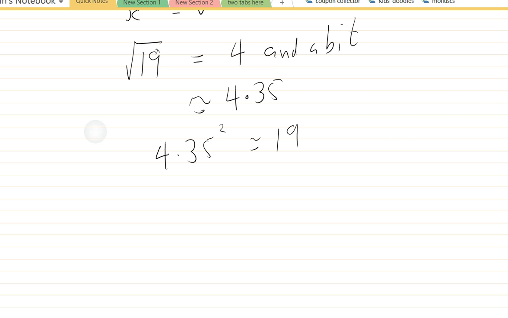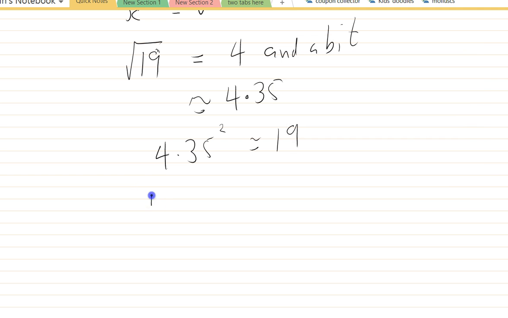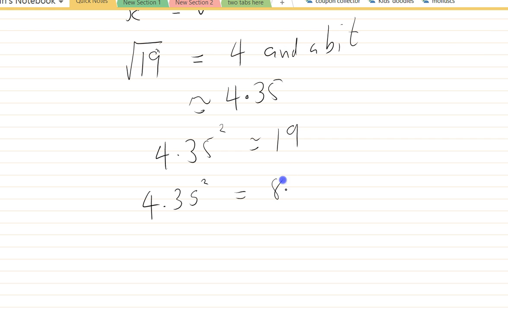Well, let's try that. 4.35 times 4.35. It should be approximately 19. 18.92. Give me a break. 4.35 squared equals 18.92, which is close enough. Okay, that's nice. I'm going to stop there.